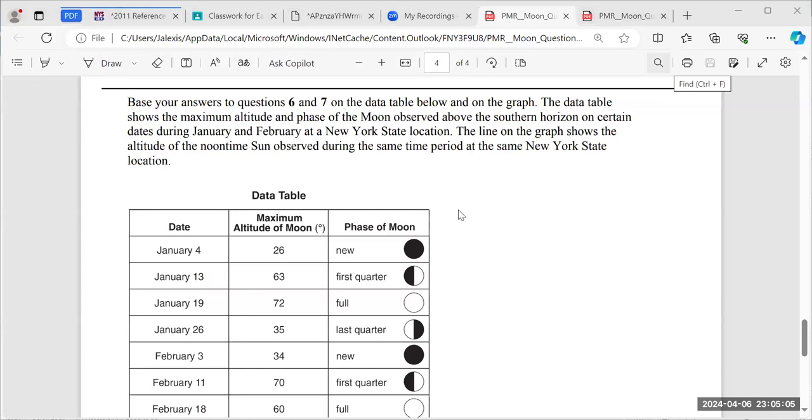All right. So it says, number 6. Base the answers to questions 6 and 7 on the data table below and on the graph. The data table shows the maximum altitude and phase of the moon observed above the southern horizon on certain dates during January, February at a New York State location. The line on the graph shows the altitude of the noontime sun observed during the same time period at the same New York State location.